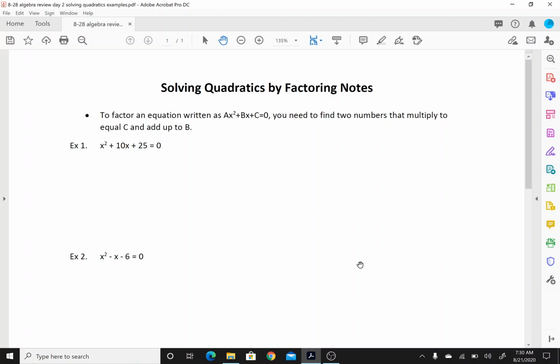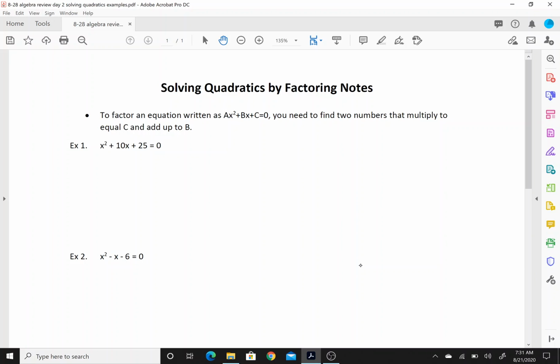This is the main way that you are going to solve quadratics in geometry. We give you things that you can factor easily. So to factor an equation written as ax squared plus bx plus c equals 0, you need to find two numbers that multiply to c and then add up to b.